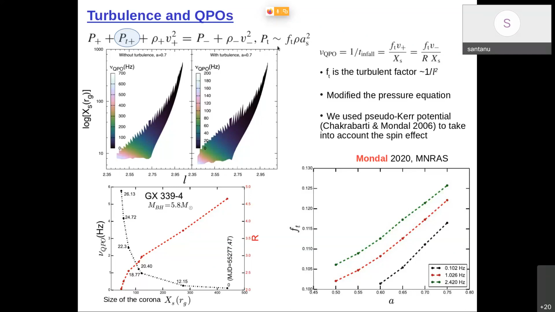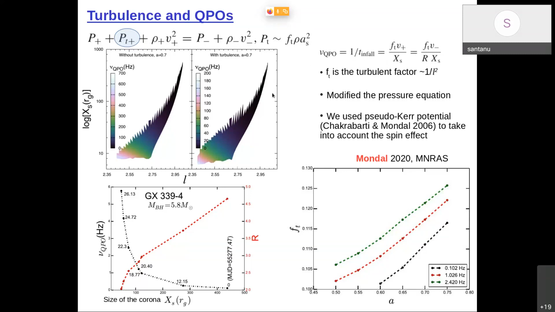Mainly we considered this turbulence because of the rotation. Considering this turbulence in the flow equation, we solved our equations and estimated the QPO frequencies, and we found that including turbulence increases the parameter space. That means the possibility of forming a shock increases, but the QPO frequency decreases. So the equation for QPO frequency will change slightly, and this Ft factor will appear here, which is basically the turbulent factor, 1 over angular momentum squared.